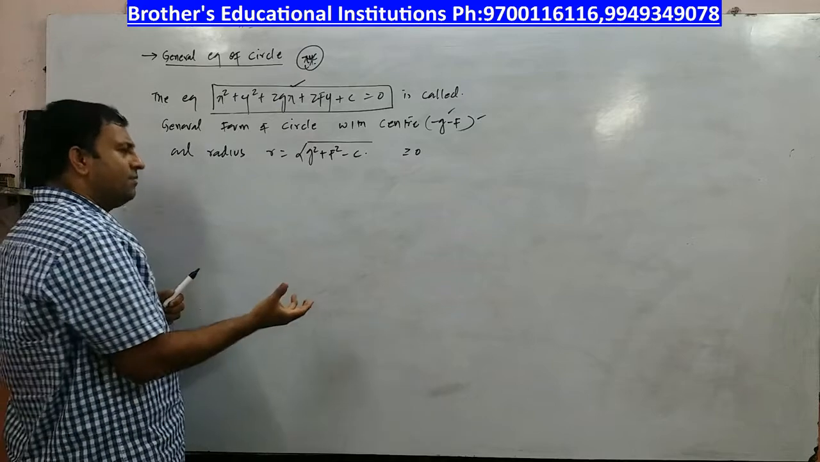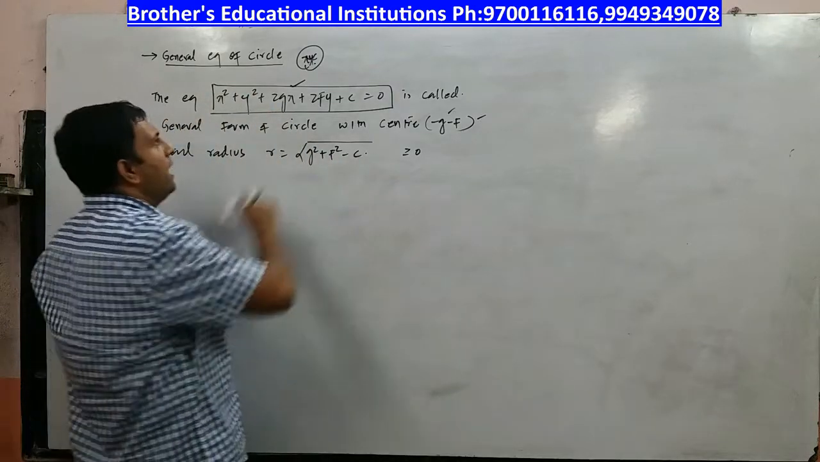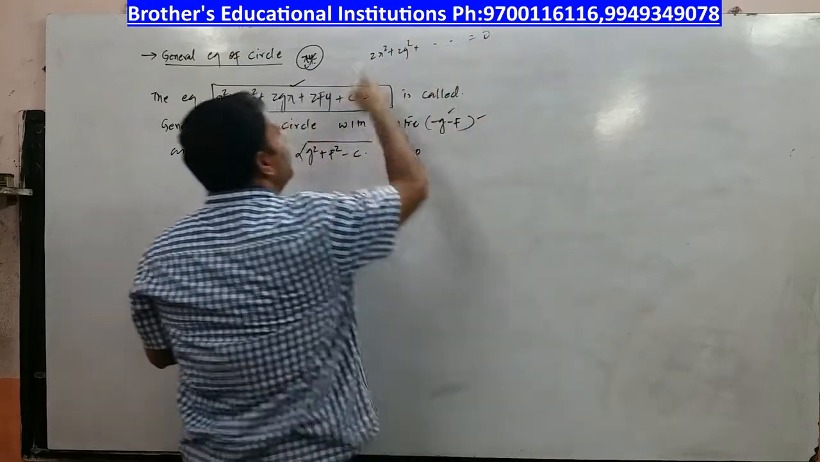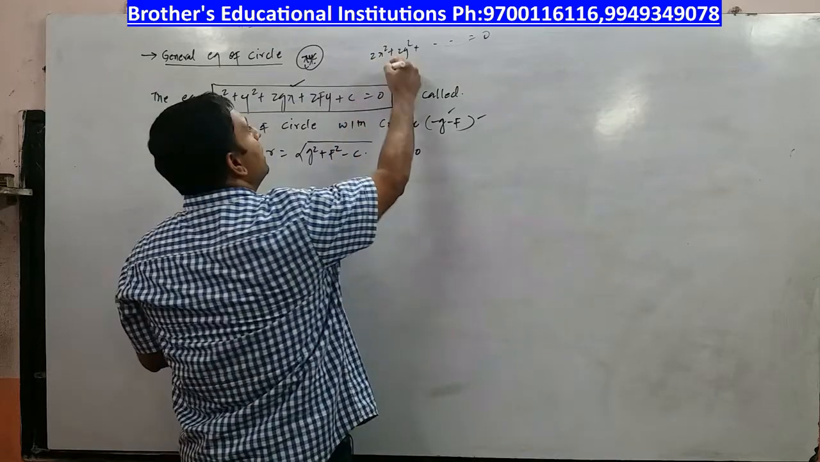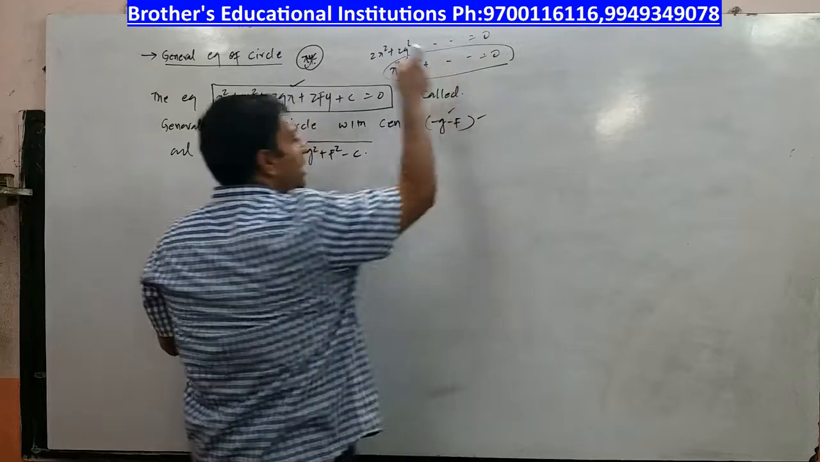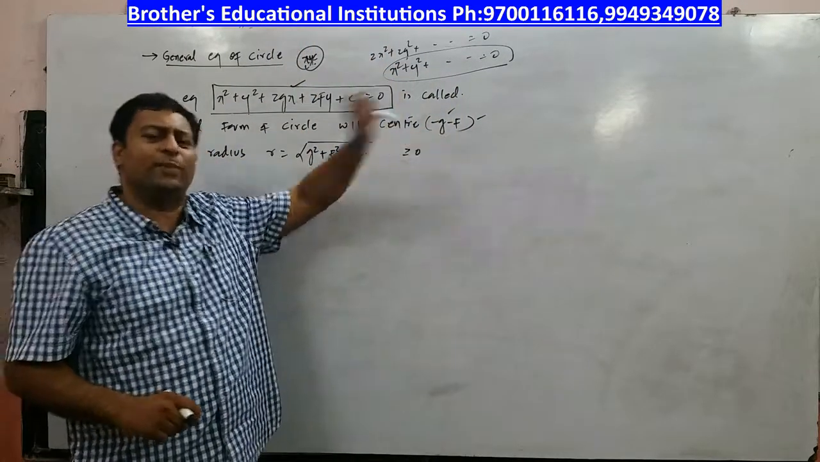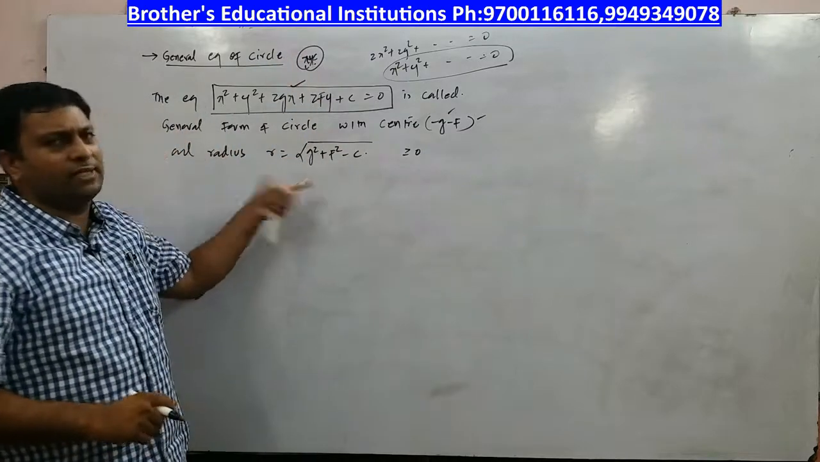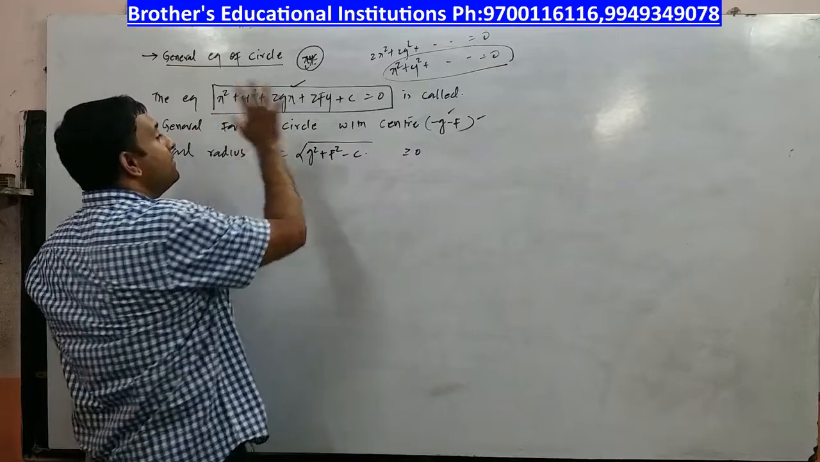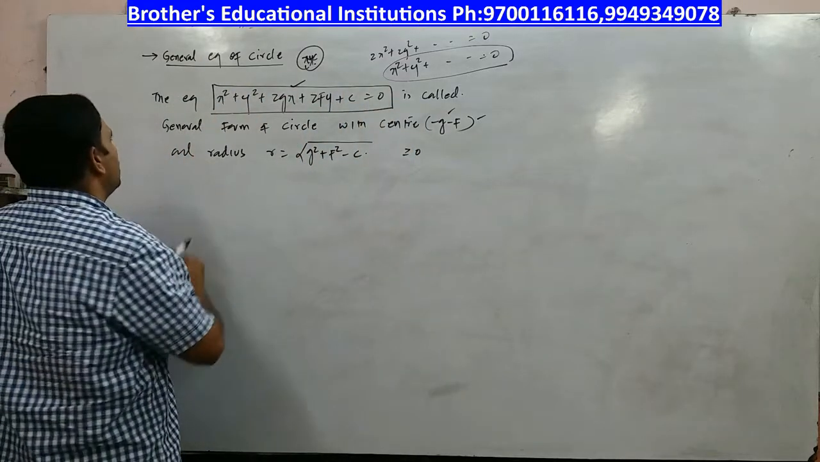So whenever a circle is given to you, check whether the given circle is in general form or not. If it is given like 2x square plus 2y square plus something is equal to 0, you have to divide the equation by 2, then you will get x square plus y square plus something is equal to 0. You have converted that into general form. Once it is converted into general form, then you can compare the center as minus g comma minus f, and you can compare the radius as root of g square plus f square minus c. Not in all the cases. So make sure that it is in the standard form or general form. So this is the general form of circle satisfying both the conditions.